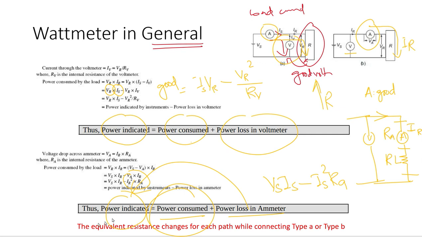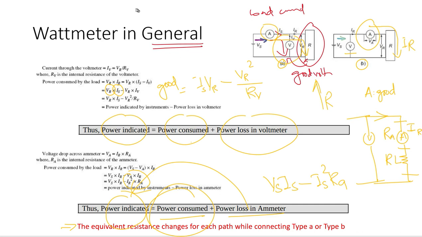Okay, here I have written a sentence: the equivalent resistance changes for each path while connecting type A or type B. So this is type A and this is type B. This states that the equivalent resistance seen from this source will change by replacing these two instruments with one another or by changing their order.